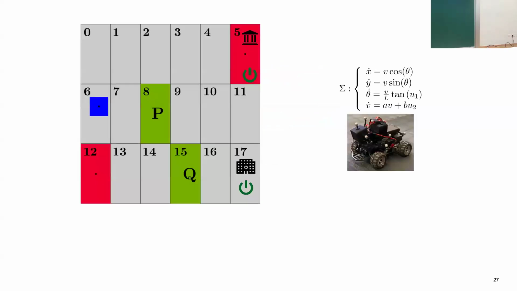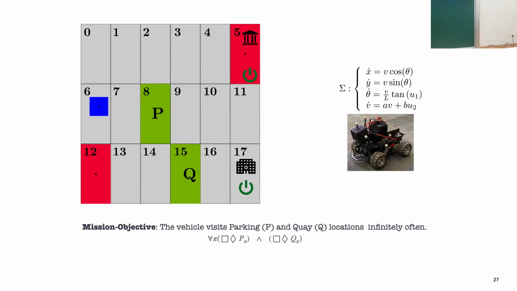Simple to our example, we have a dynamical system on the right, and then we have an arena that looks like this. Think of these as different cells, and you have cardinal directions to move, let's say, that is your plan. So if you want to come up with your mission objective, let's say you have to visit infinitely often this parking location and the key location. And that is your specification.